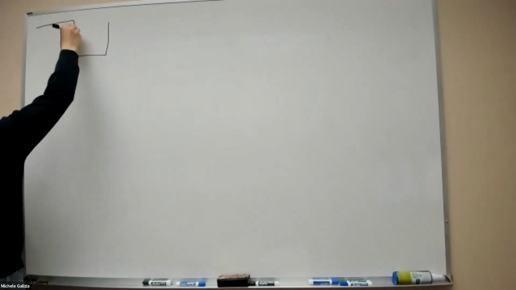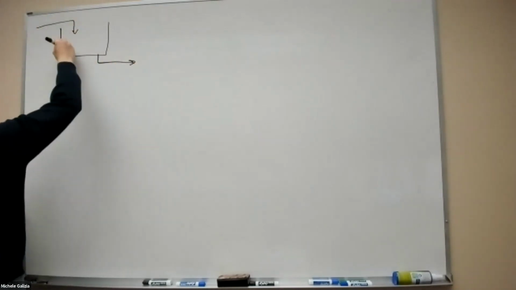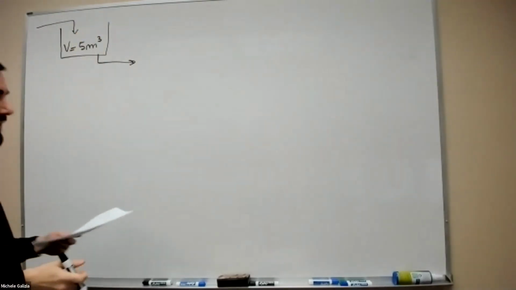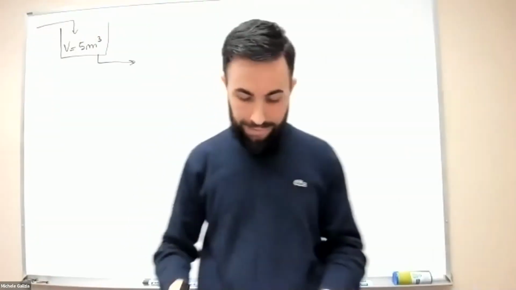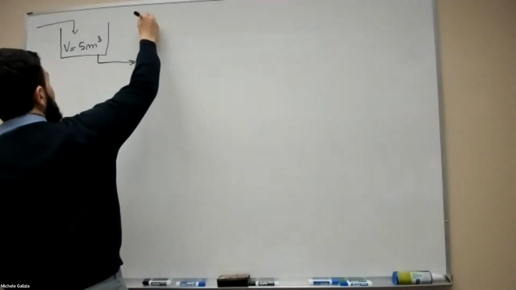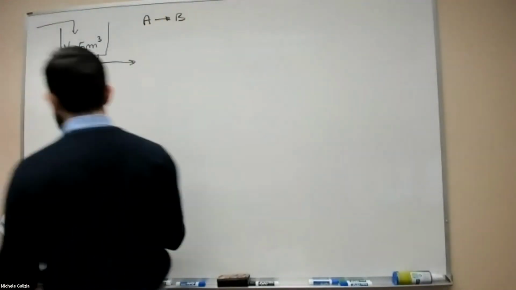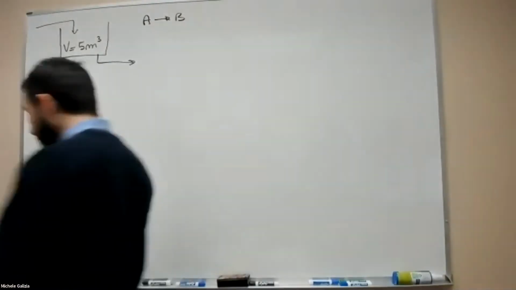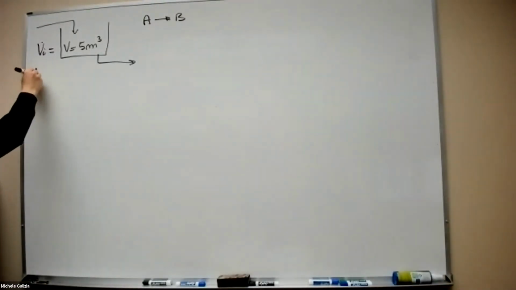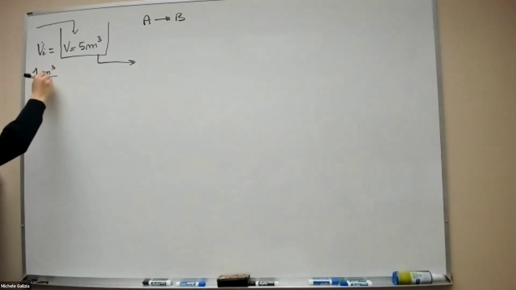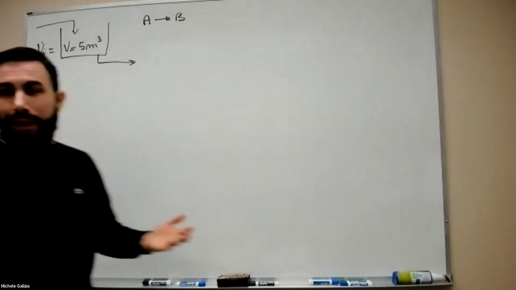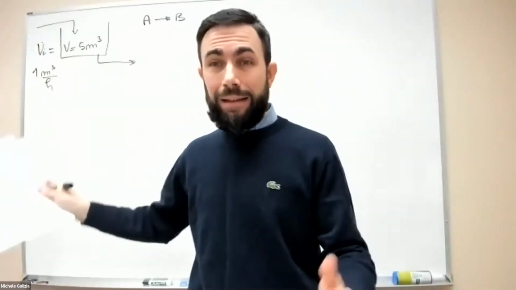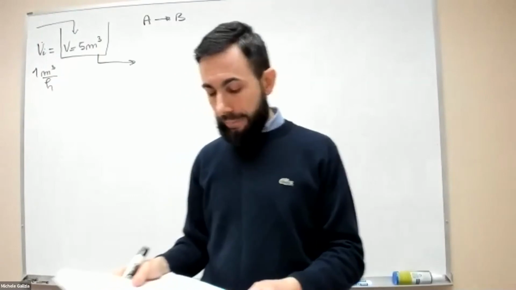So we have this CSTR, the volume is 5 cubic meters. So this is a very small one. This is a lab scale CSTR. The reaction is irreversible. A gives B, first order, elementary. The feed flow rate is 1 cubic meter per hour. So 1 cubic meter per hour is really nothing. This is basically a laboratory CSTR.